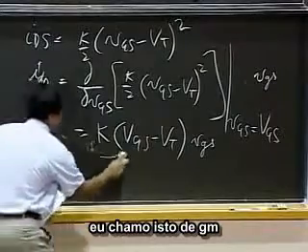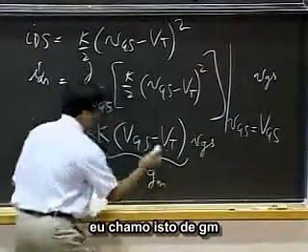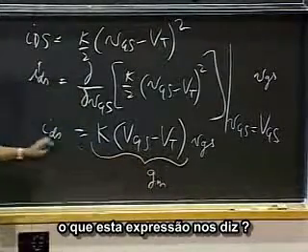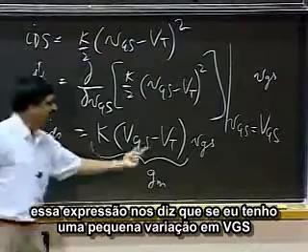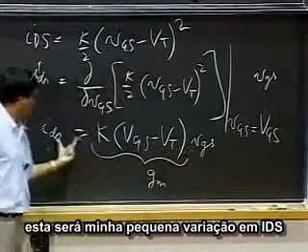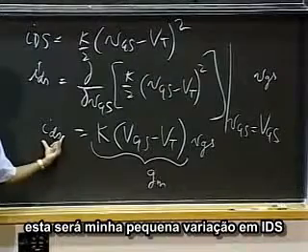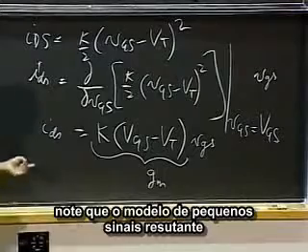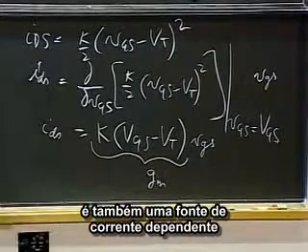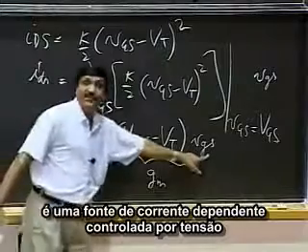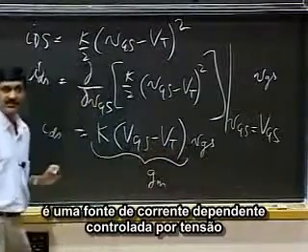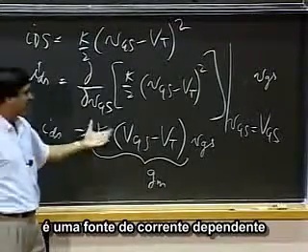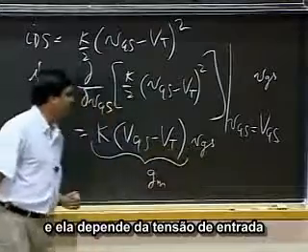Okay, I call this GM. I'll tell you why in a second. So what does this expression say? This expression says that if I have a small change in VGS, then this will be my small change in IDS. Notice that the resulting small signal model is also a dependent current source. It's a voltage-controlled dependent current source. Okay, so the output is a current, and it's a dependent current source, and it depends on the input voltage.